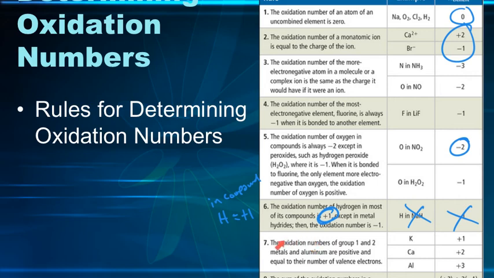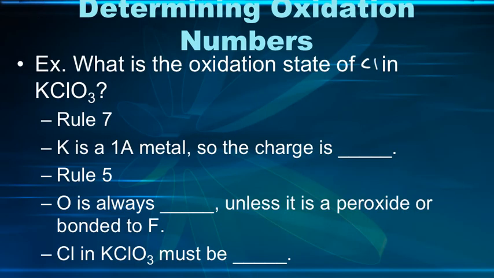The oxidation numbers of group 1A and 2A metals and aluminum are positive and equal to their number of valence electrons. That's fairly straightforward. 1A metals are +1, 2A metals are +2, aluminum's +3. If you start getting things in compounds, the total of all the oxidation numbers has to add up to 0. And if it's not a compound, but a polyatomic ion, like this sulfite ion down here, then it has to add up to whatever the charge is, in this case, -2. So let's try one of these for practice.